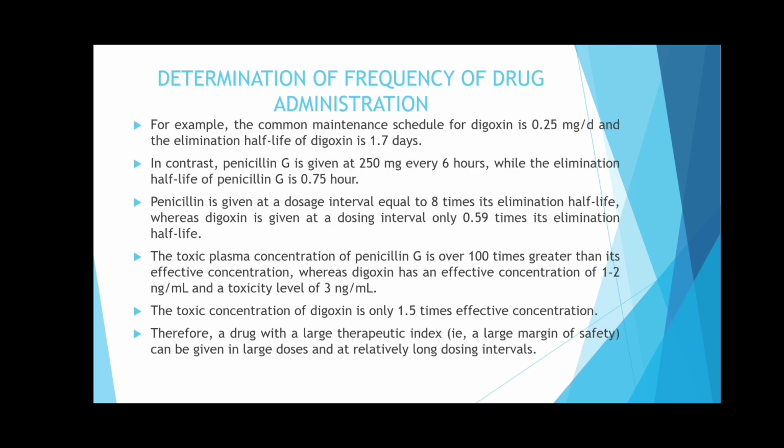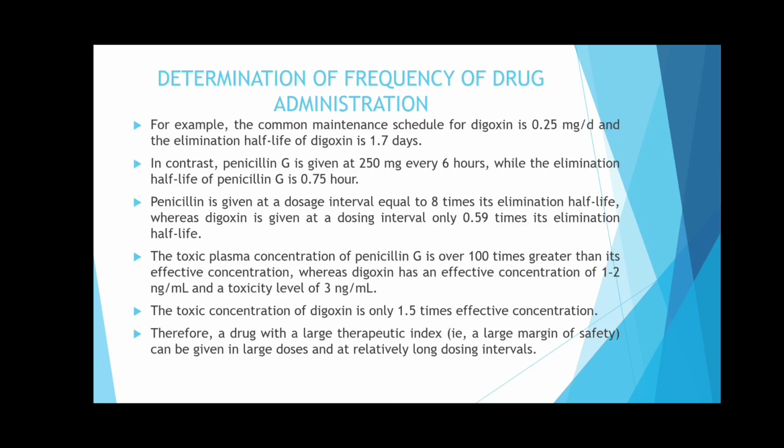Again, we'll take an example. For example, the common maintenance schedule for digoxin is 0.25 mg per day and the elimination half-life of digoxin is 1.7 days. So the dosing of digoxin should be 0.25 mg in one day and the elimination half-life is 1.7 days. So you can see it requires almost 2 days for half of the drug to get eliminated. In contrast, penicillin G is a safer drug.